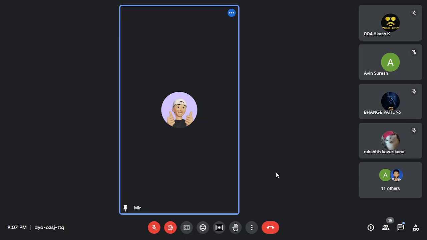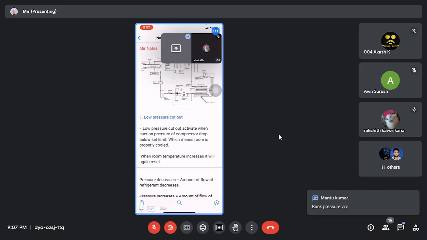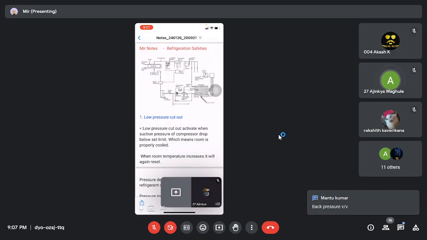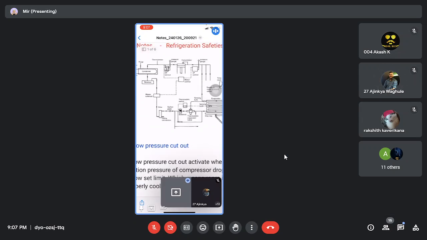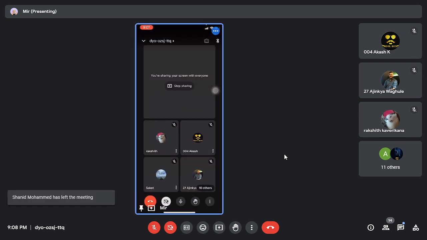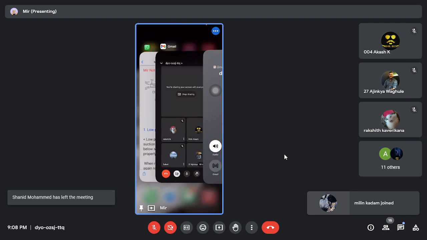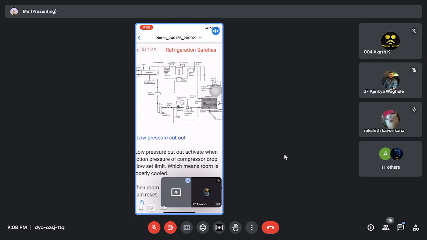I'm going to share my screen. Is it visible to all? Yes. Okay. So these are the actual refrigeration system on ships. Here are lots of things, including safeties and components. Wait a minute, someone wants to join. So these are the components. We will discuss safeties one by one.